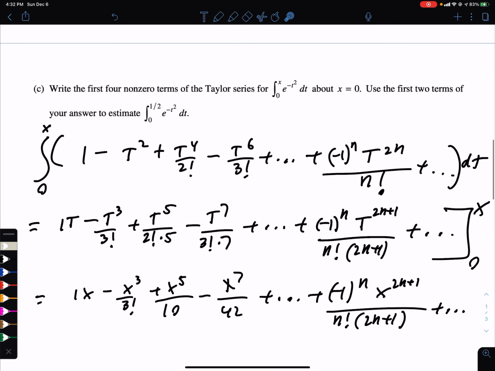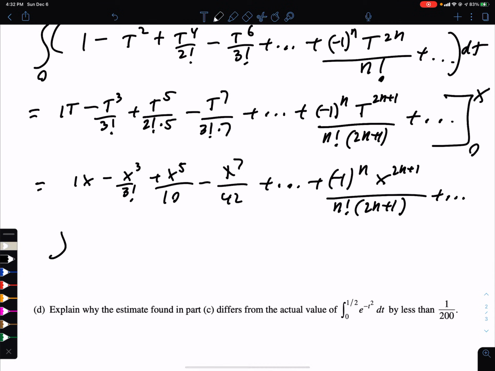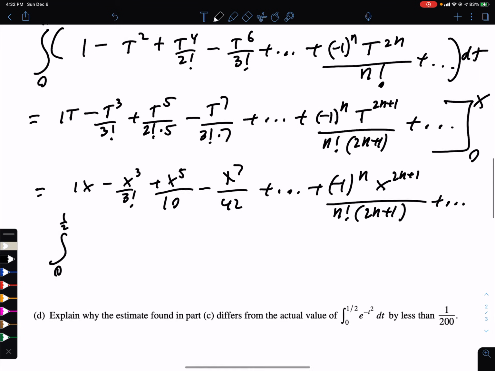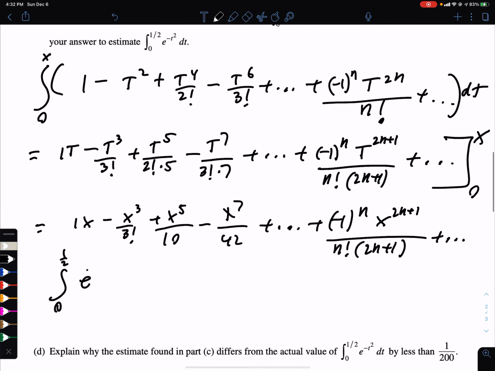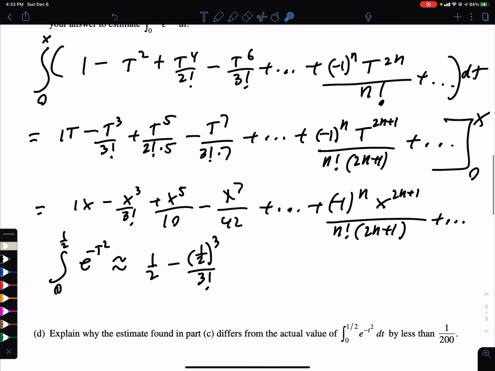So we did that, and it says use the first 2 terms to estimate the integral from 0 to 1/2. So the integral from 0 to 1/2 of our function is about equal to 1/2 minus 1/2 cubed over 3 factorial. Done. Don't simplify. All I did is replace these x's with a half. There is my answer. And I will stop there, and we will move on.